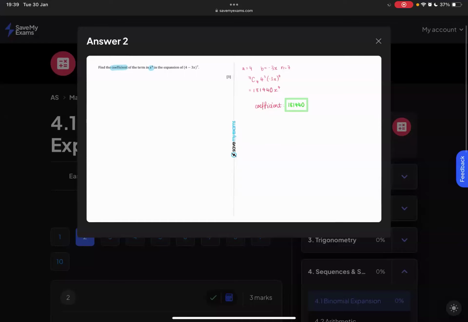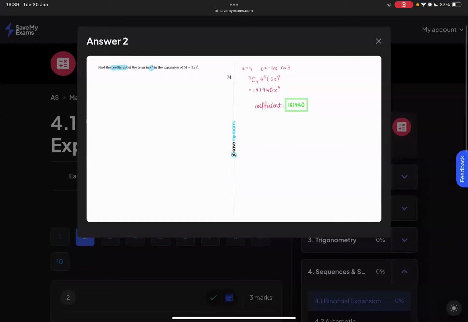The same thing we have done. We have done the same thing: 7C4, 4 to the power 7 minus 4, that is 3, and negative 3x to the power 4. If we have done the same thing, the answer should be the same. So maybe we have made a mistake somewhere in the calculation, because we have the same thing.